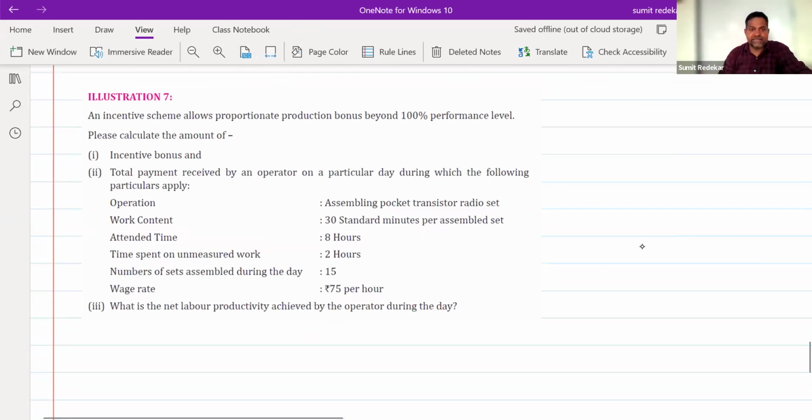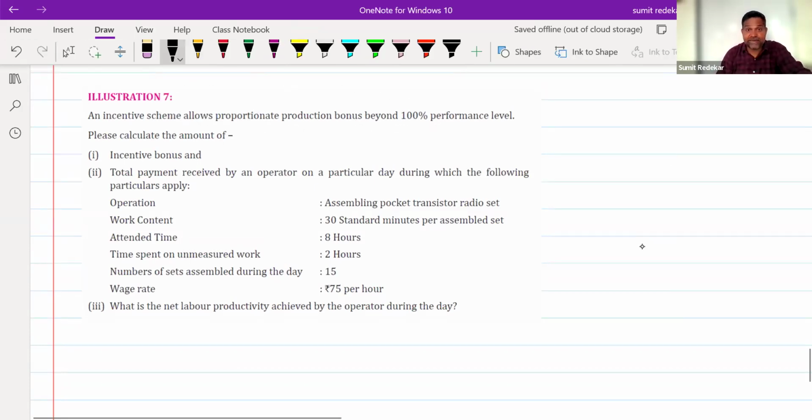So an incentive scheme allows proportionate production bonus beyond 100%. What does that mean? Any better work that you do beyond 100% performance, you will get a bonus. Calculate the incentive bonus and total payment received by an operator on a particular day during which the following particulars apply. Operation: assembling pocket transistor radio sets. They've not changed it. This remains the same.